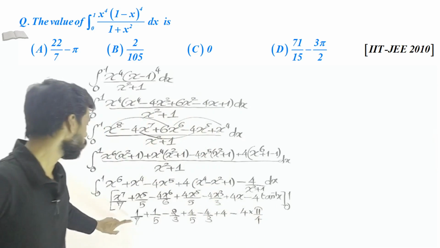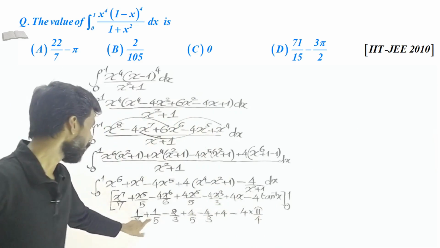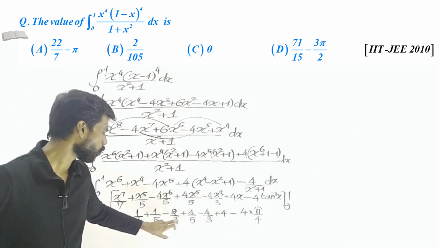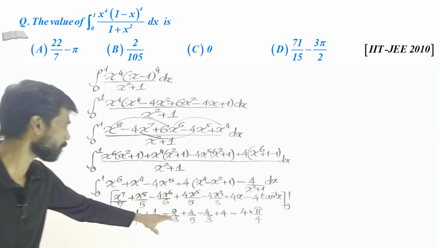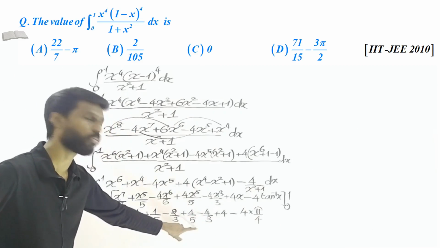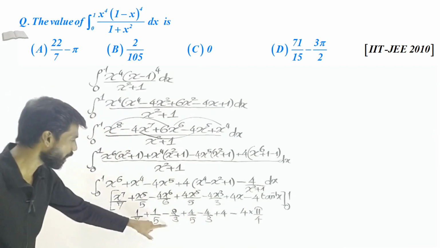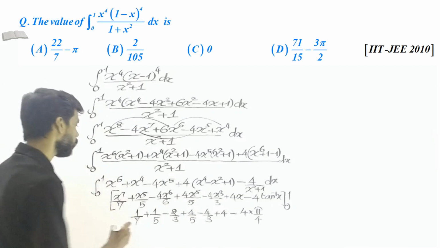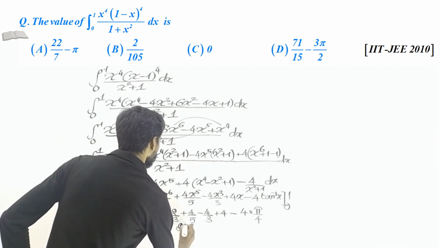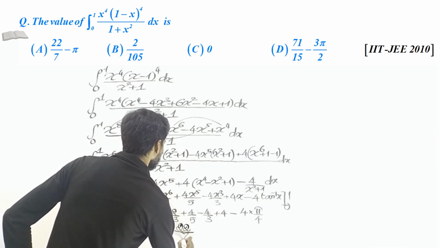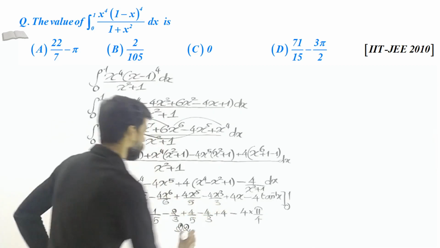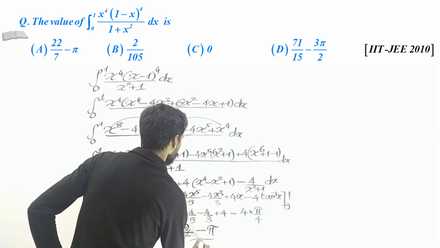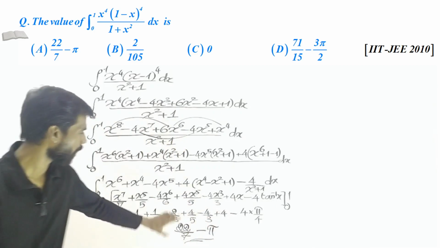Now what is this value? 1 by 5 plus 4 by 5, so that is 5 by 5, so this becomes 1. This is minus 2 by 3 minus 4 by 3 minus 6 by 3, so that is minus 2, so 4 minus 2, that is 2, plus 1 is 3, 3 plus 1 by 7. 3 plus 1 by 7 is what? 21 plus 1, 22 divided by 7, and then we have a minus pi. So that is the required answer, 22 divided by 7 minus pi.